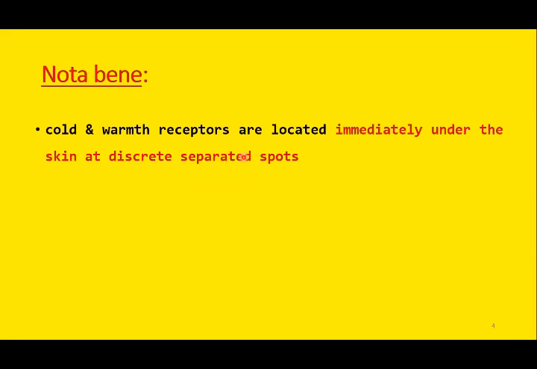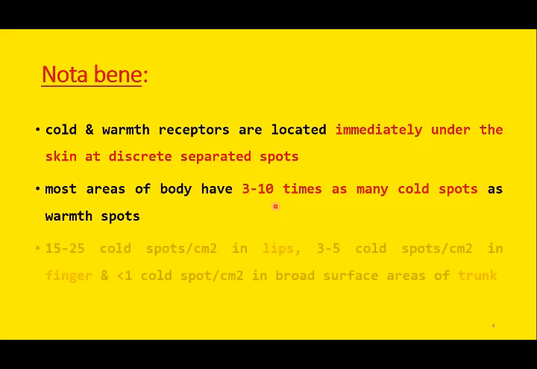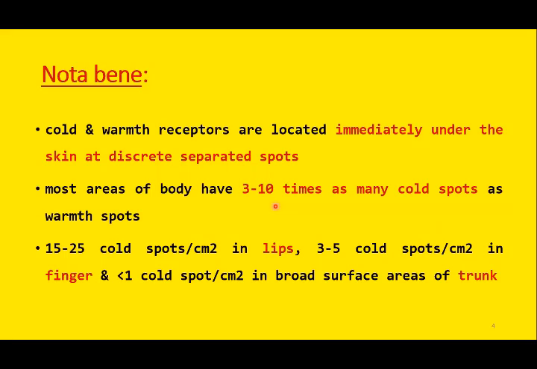Now there are some important facts that you must remember about these thermoreceptors. Both the cold receptors and warmth receptors, you must know the location. They are located immediately under the skin at separate spots. And another fact is that there are 3 to 10 times as many cold spots as warm spots. This means the number of cold receptors is 3 to 10 times as great as warm receptors. And the number of these receptors, they vary according to the location.